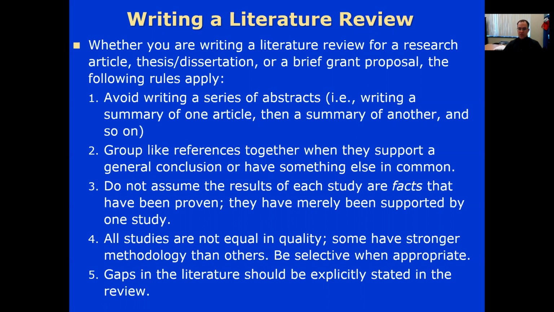Instead, you should group like references together when they support a general conclusion or have something else in common. So through those 20 articles, you may have 3 different themes. You would take theme 1 and summarize it using those 7 different articles. But you would actually try to weave those 7 articles together, explaining that theme. You wouldn't go through one abstract summary after another, article summary after article summary.